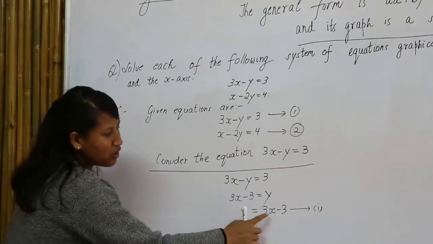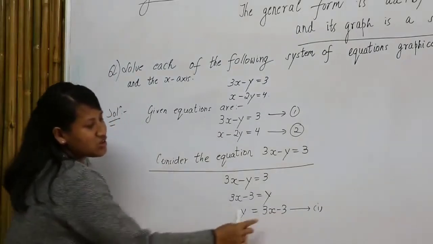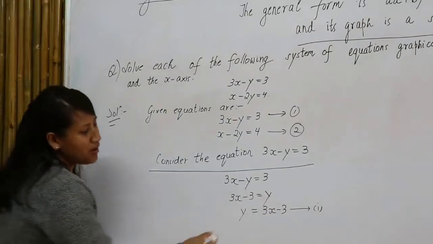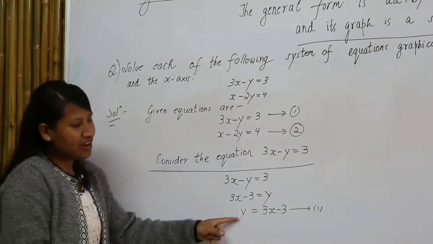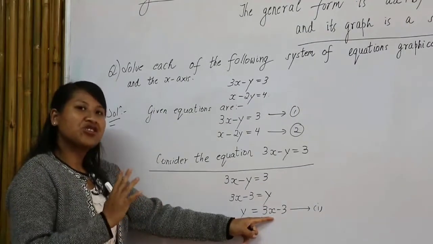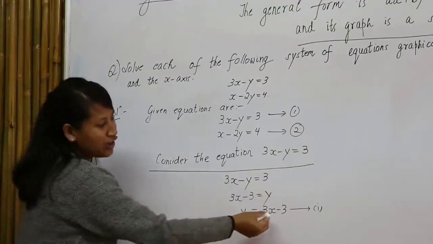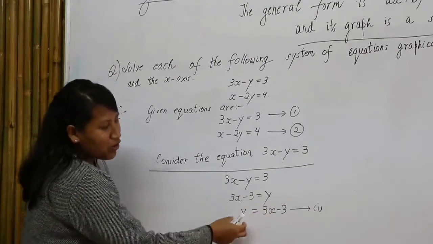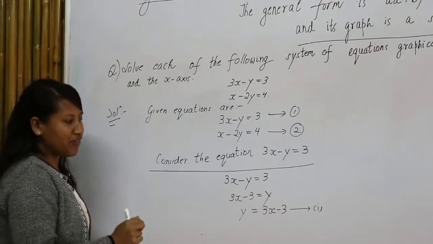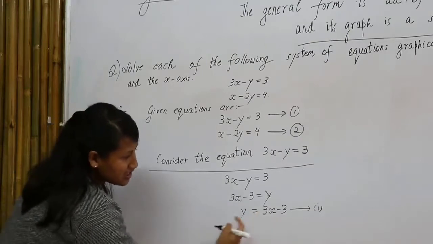Now from this you choose x. You can choose any number, but make sure that y is an integer. If it's a fraction it's also fine, but it will be very difficult to plot the graph. So try to choose x in such a way that y also comes as an integer. It will be easy to plot the graph. In this case there's no problem.